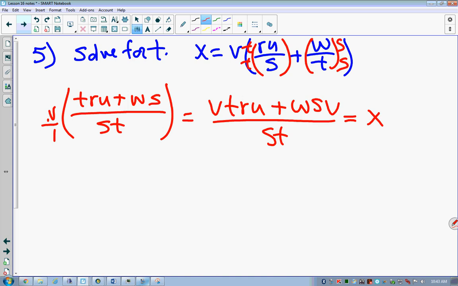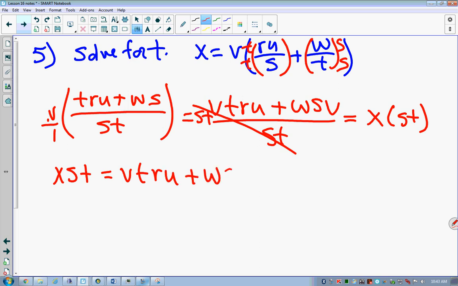Okay. What we want to do now is get st out of the denominator. How do I get it out? Multiply by it on both sides, right? Okay, so we're going to multiply by st and st. So that gets that out of the denominator. And we get xst equals vtru plus wsv. Now, anybody in here lost with anything? Yes? Who said yes? No?